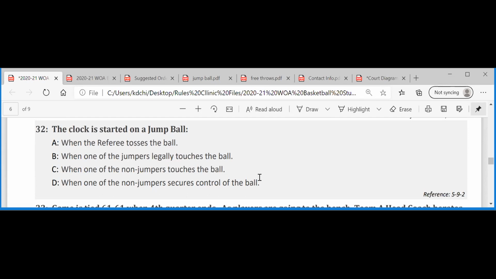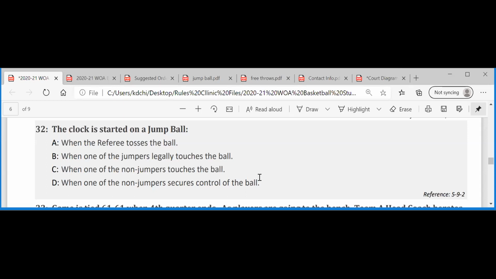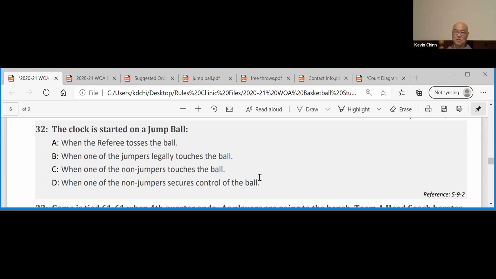Yeah, B. So remember, the question says, when is the clock starting on a jump ball? Oh, I still think it's B. So you toss the ball up and we start the clock when it's legally touched. Yes. And only one of the two jumpers can legally touch a ball, I believe. That is correct.